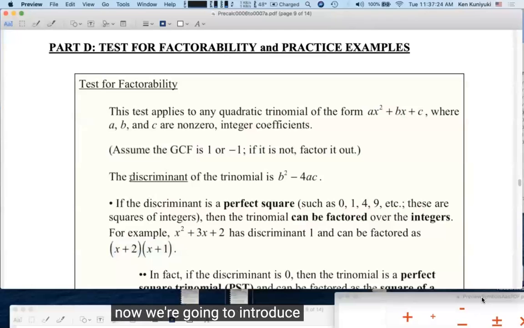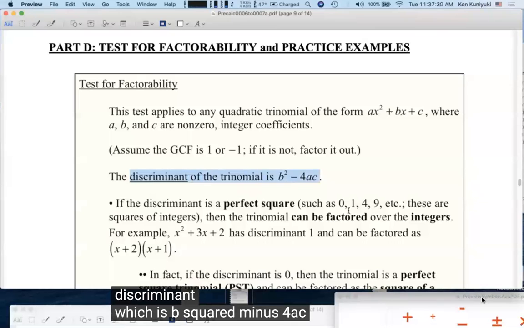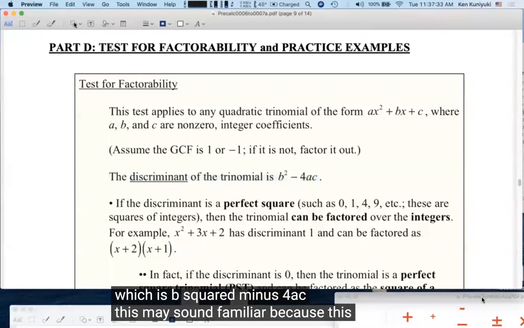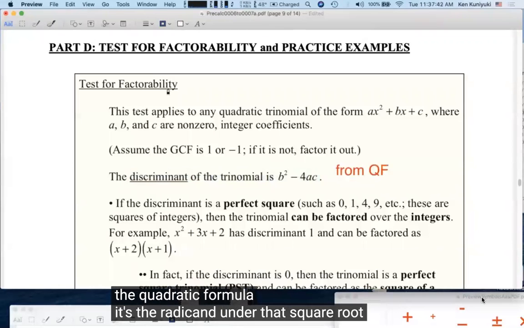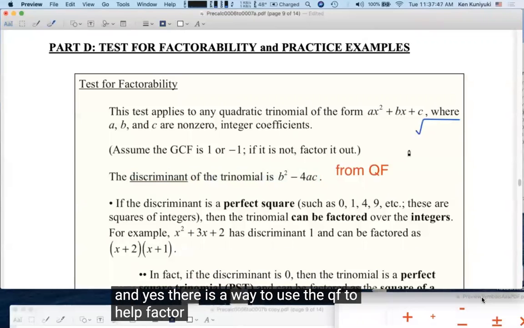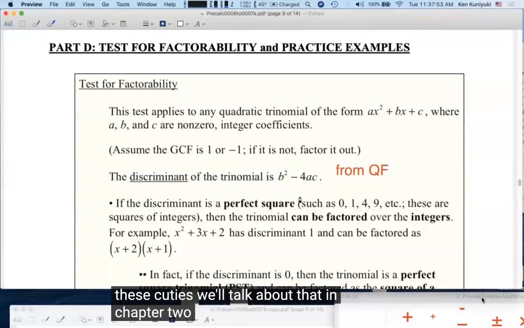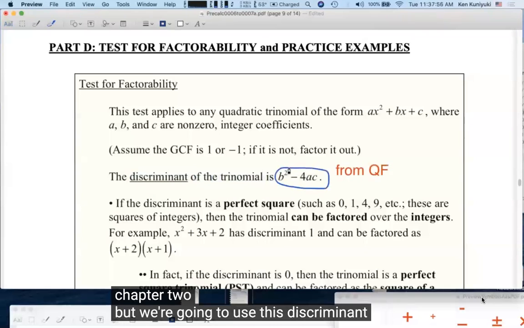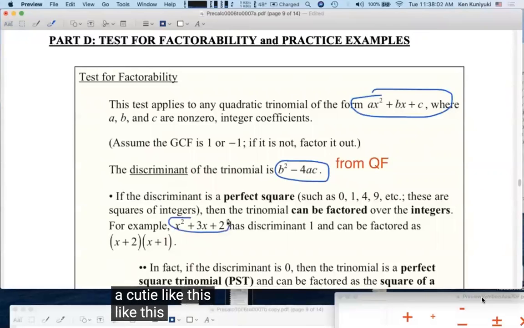Now, we're going to introduce the discriminant, which is b squared minus 4ac. This may sound familiar because this does come from the quadratic formula. It's the radicand under that square root sign. And yes, there is a way to use the QF to help factor these QTs. We'll talk about that in chapter 2. But we're going to use this discriminant to figure out if we can factor a QT like this, old school, into this factor times this factor.